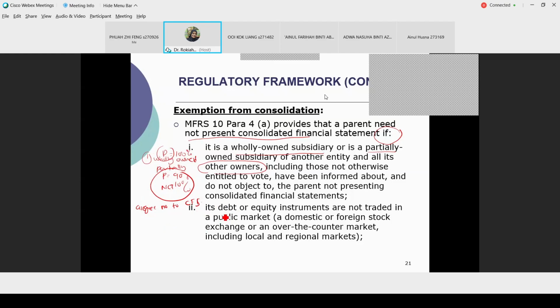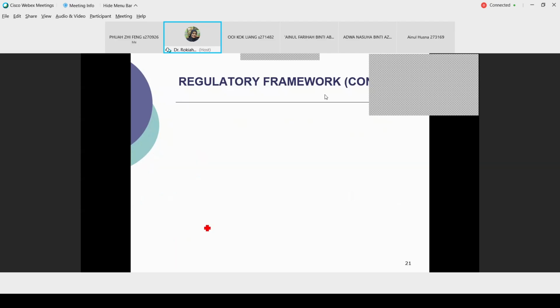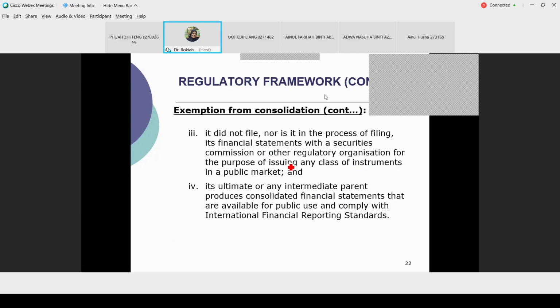The second situation here is that debt or equity instruments are not traded in a public market, exchange or over the counter. So the second situation here is a not listed company. You are not a listed company. And then the third situation here, the company is not in the process of filing the financial statement with the Securities Commission or other regulatory organization for the purpose of issuing any class of instrument in the public market.